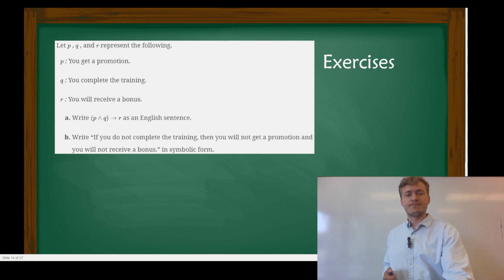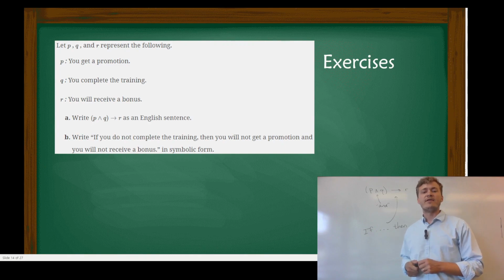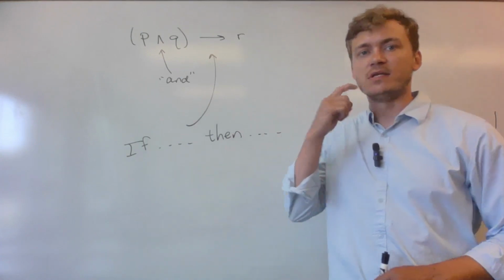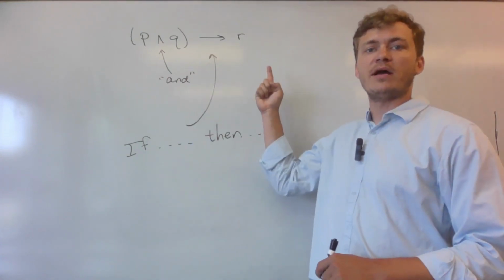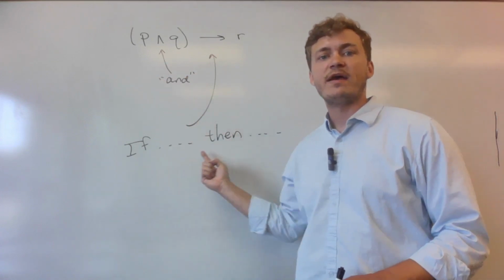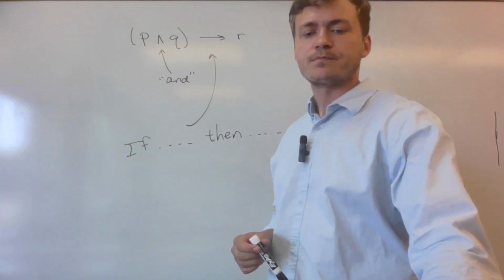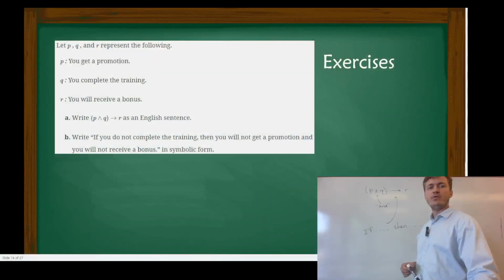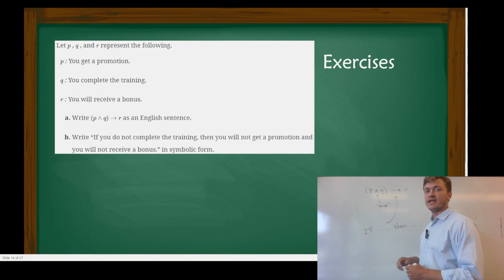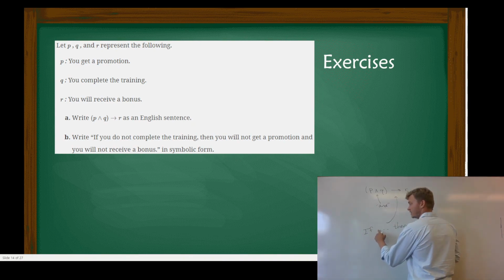Just looking at part A here, we have two connectives. We have the and connective, we have the if-then connective. So I want us to go to the full screen and think about this. P and Q will imply R, right? If this, then this. So we have an and connective, and then we have an if-then statement, our conditional statement. Conjunction, conditional. So we want to put these together. P and Q is you get a promotion, you complete the training. So it's saying and in the middle. But it's a conditional statement.